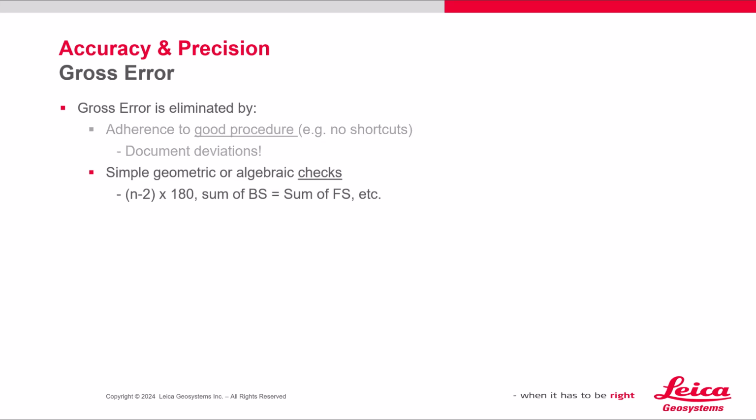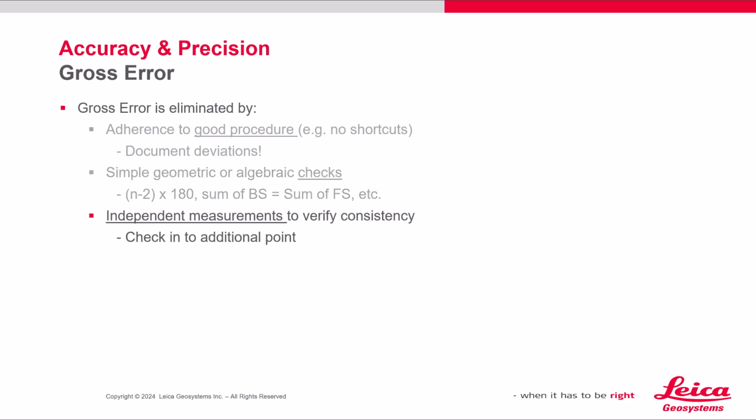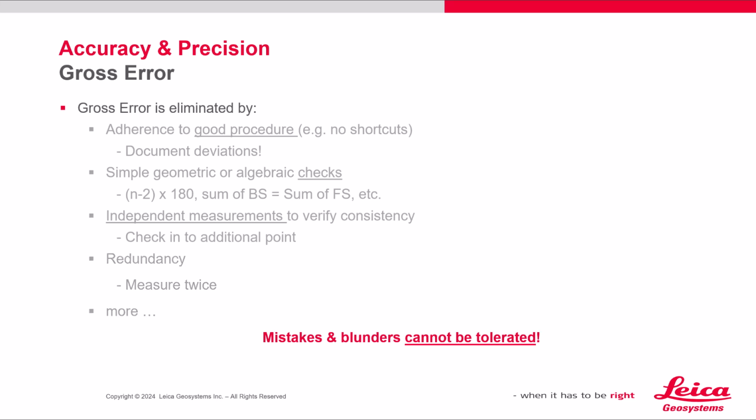You can use simple geometric or algebraic checks like the n minus 2 times 180 degrees for the sum of the interior angles of a polygon, and the sum of the backsides equals the sum of the foresides when leveling, and independent measurements to verify consistency. So check into an additional point, and then of course redundancy is our friend, especially when we're talking about least squares. Mistakes and blunders can't be tolerated. They must be isolated and removed if the survey is to be useful.